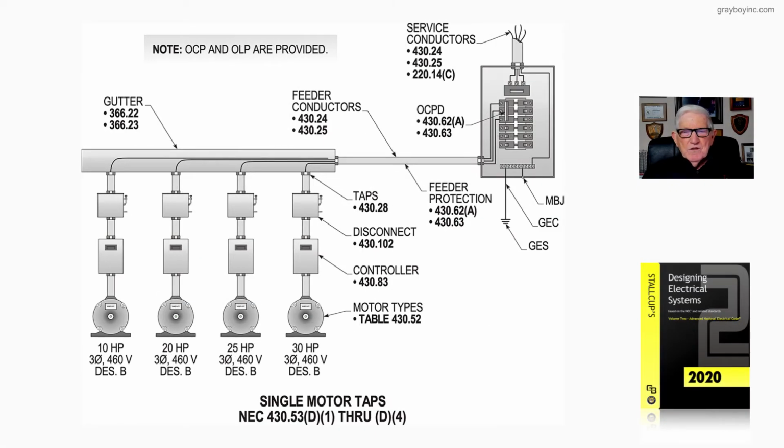Now this illustration deals with single motor taps. For example, in illustration 18-31 that we're reviewing right now, notice we have a feeder that's routed over to an auxiliary gutter, and then we're having individual taps here from the feeder to each one of these motors. Now, don't get confused when you apply the tap rule.